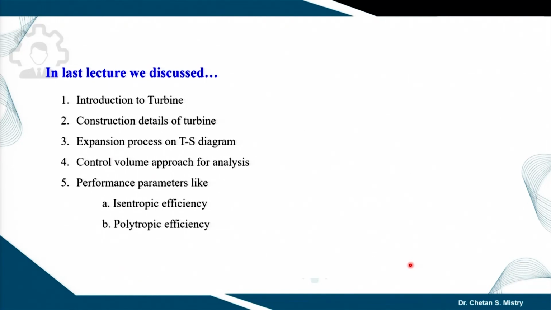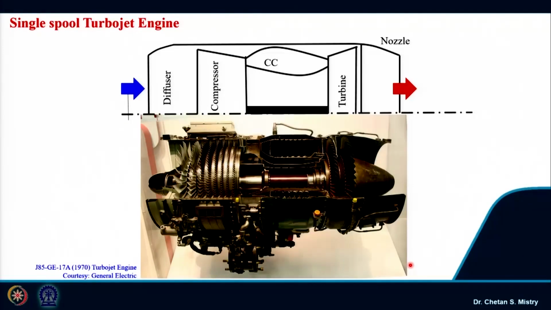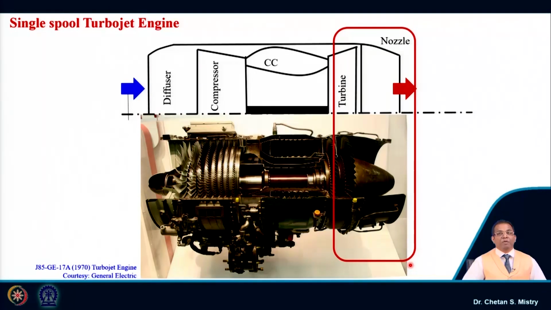Now, let us move towards the next component. Here, this is representing the cut section that we have used for the explanation of the performance of all components. Today, we will be discussing the next component, that is the nozzle.